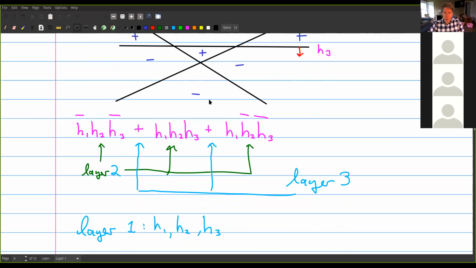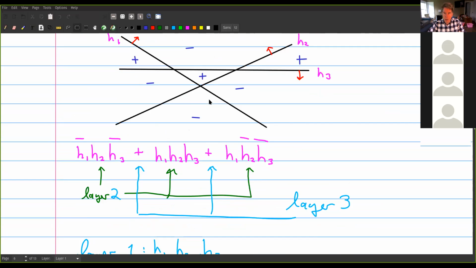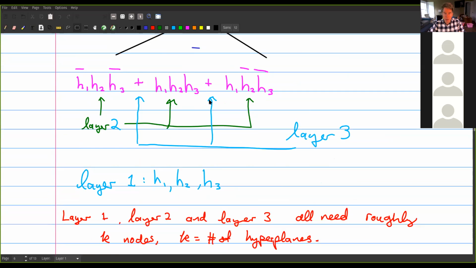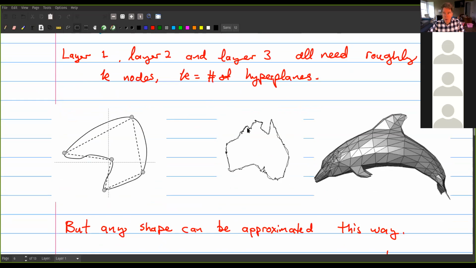And this works not just for XOR, but for any logical combination of half spaces. That's pretty powerful. It means you can do really complex target functions just with a neural network with 3 layers, 2 hidden layers.